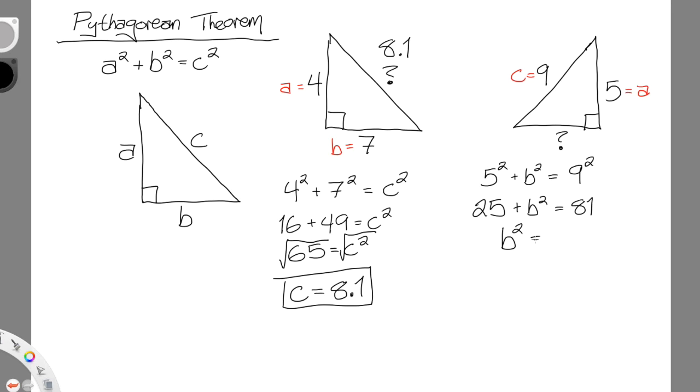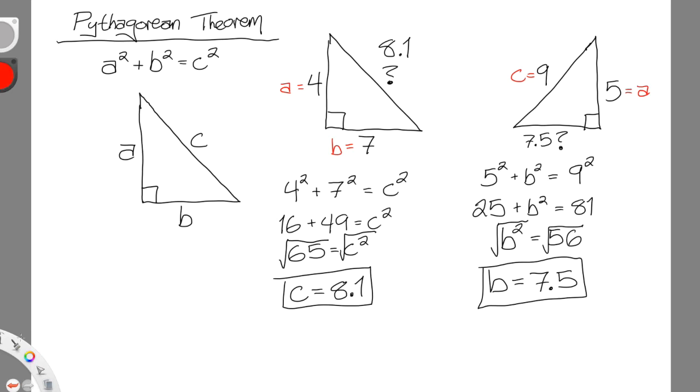Let's see, 81 minus 25 is going to be, was that 56, I believe? Pull out the trusty calculator just to check. Yep, 56. So b squared equals 56. Now we can take our square root. And we end up with b equals, so the square root of 56 is 7.5, to within rounding. So then that missing side that we had would be 7.5. A couple things to always check when you're doing this is the hypotenuse is always the longest side.